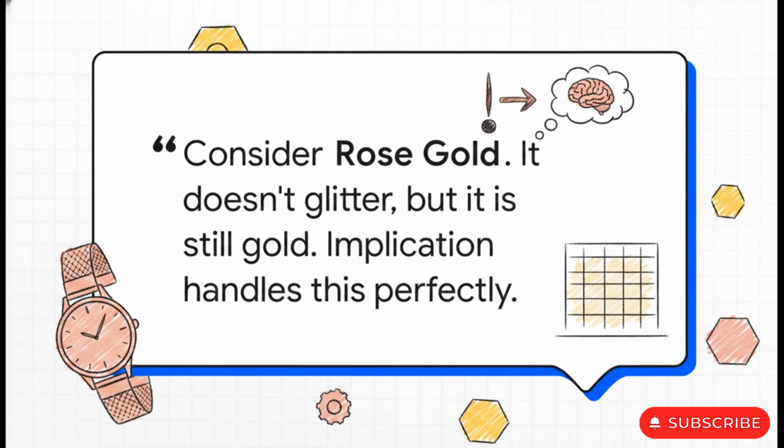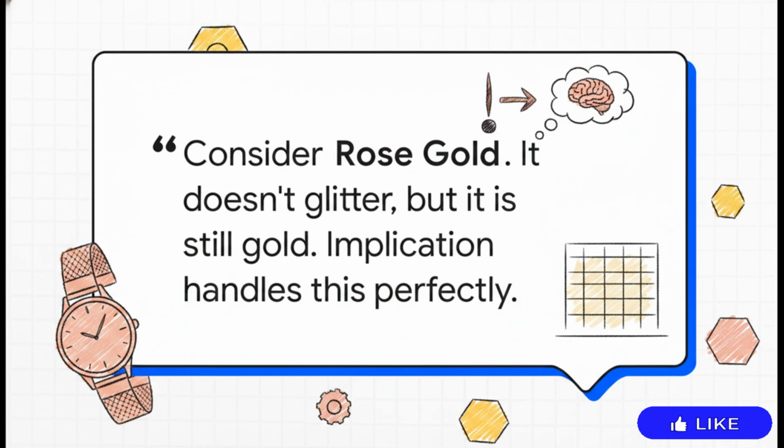Think about rose gold. It doesn't really have that bright, glittery shine of yellow gold, does it? But it is 100% still gold. Our implication formula handles this perfectly. That third row of the truth table says a non-glittering thing that is gold doesn't break our rule.